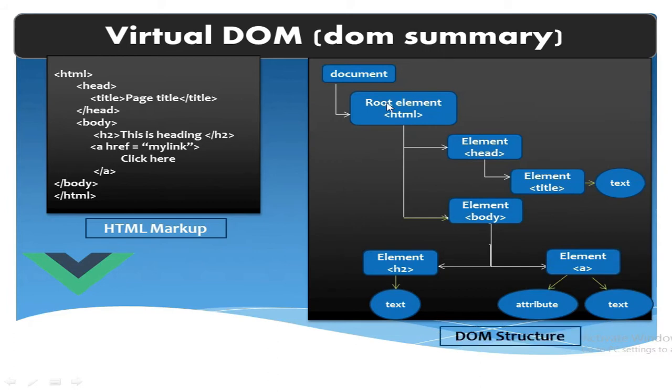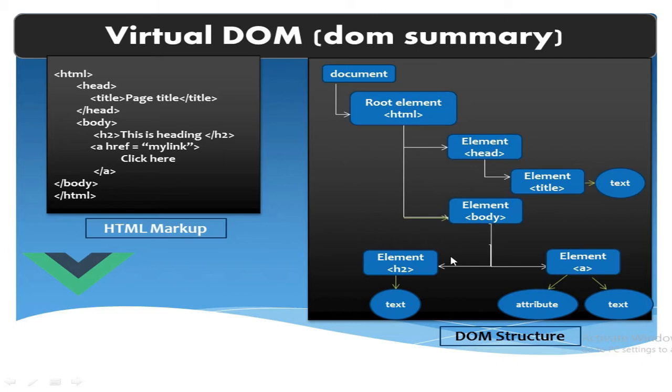Basically this DOM representation is the representation of our HTML document, and it consists of several nodes like HTML, head, title, body and so on. Each node is an object which represents a part of our entire document, and it also consists of information about that particular element. This document represents our entire HTML document, and under that document we have HTML, head, body, h2, anchor tag and so on.